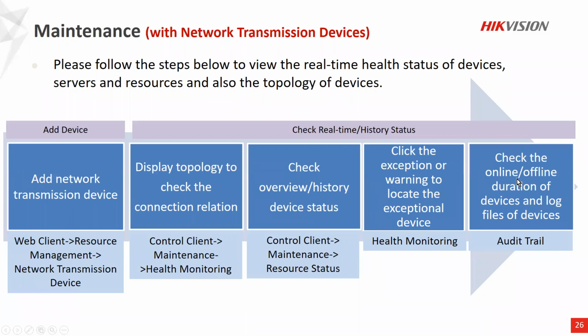Check the online and offline duration of devices and log files of the devices. This is part of the audit trail to say, but hey, this NVR drops every day at 12 o'clock and comes back online again at 12:15. There must be a problem. There's a trend, things like that. So that is what the audit trail is for.